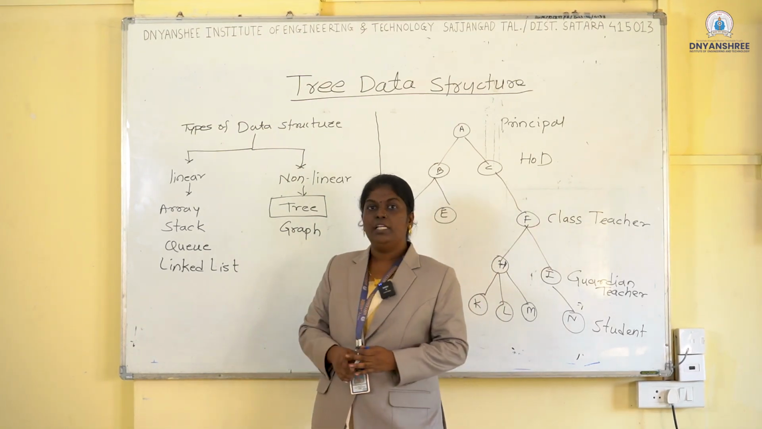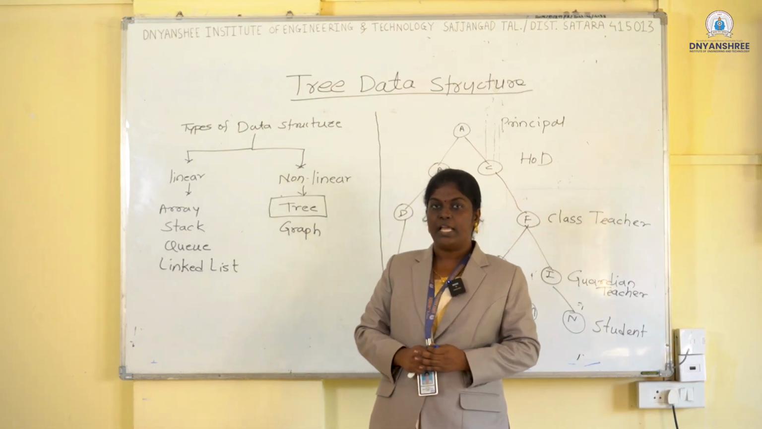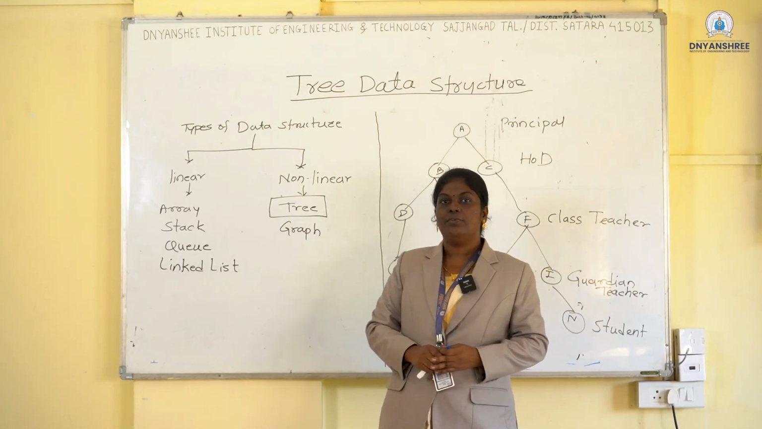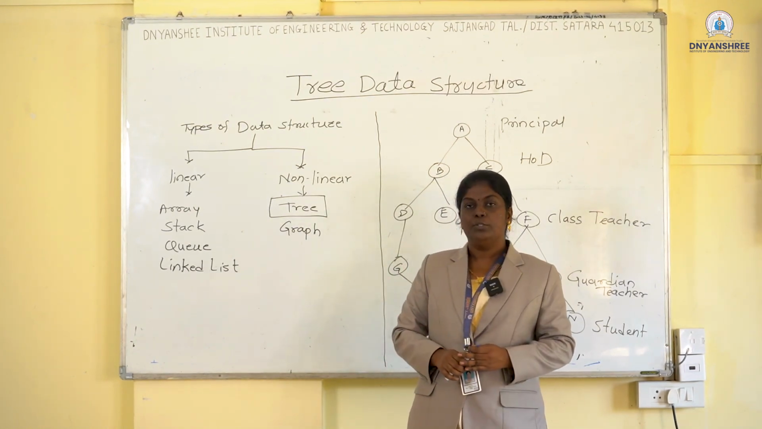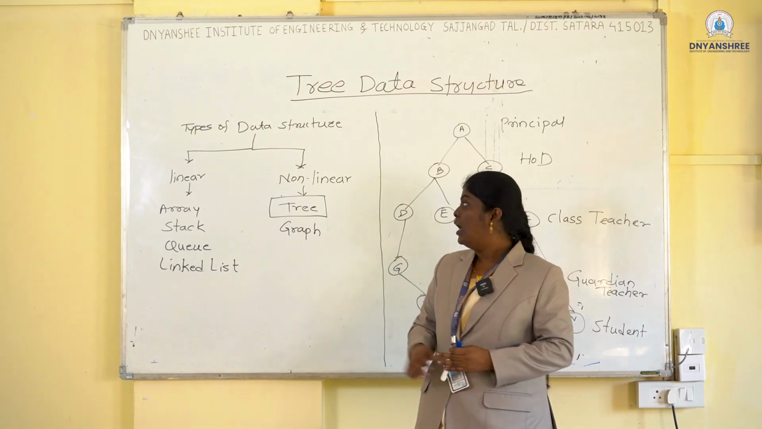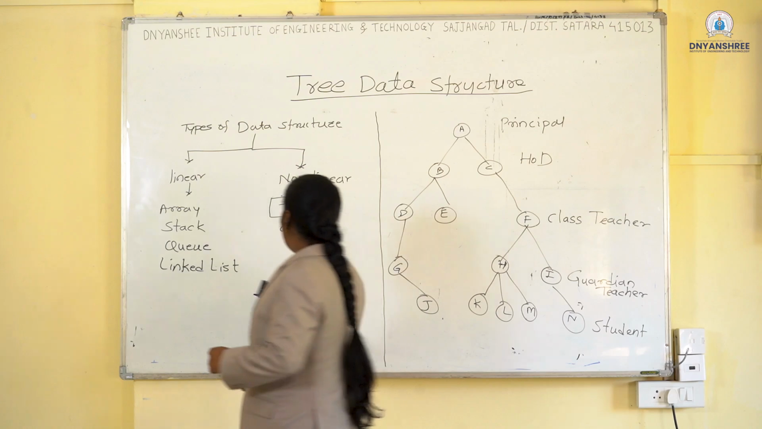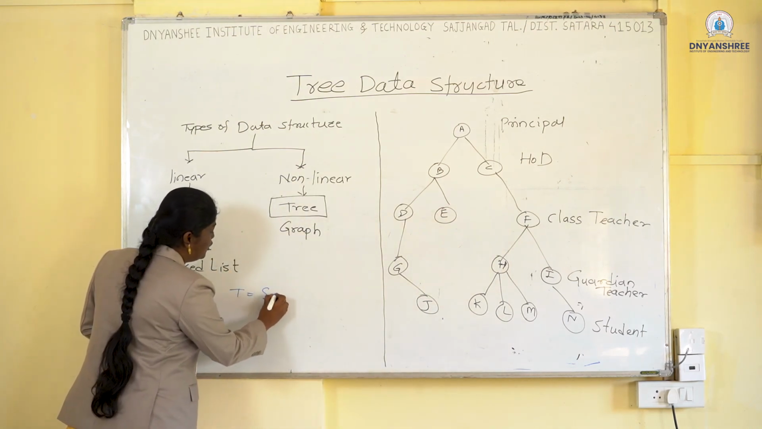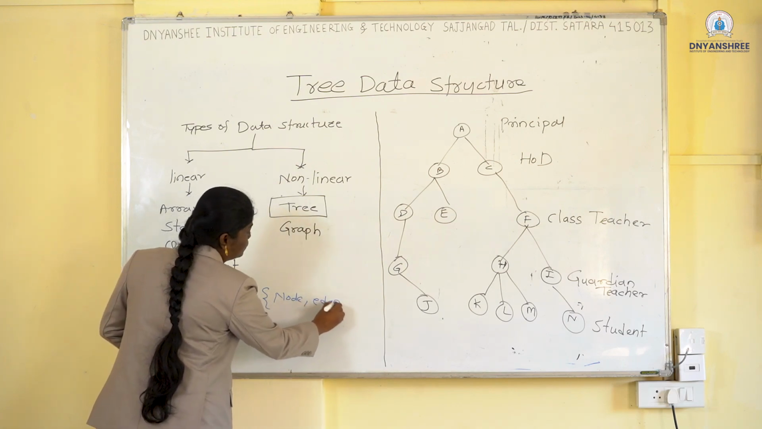Then we do have the linked list with us. Linked list can be implemented with the help of dynamic memory management. In non-linear data structure we have tree and graph. So out of these types, today we are going to discuss the tree data structure. So first of all, we'll try to know what is a tree. A tree is nothing but a set of nodes and edges.